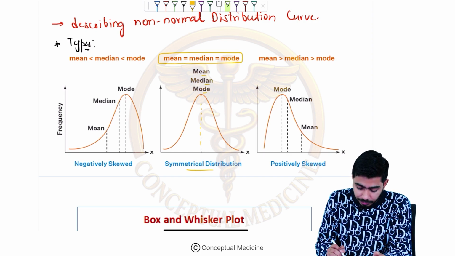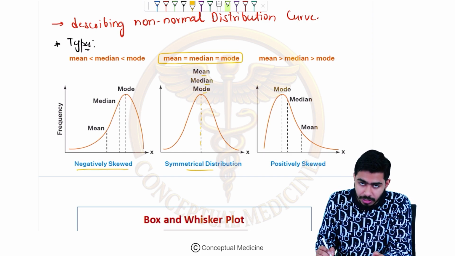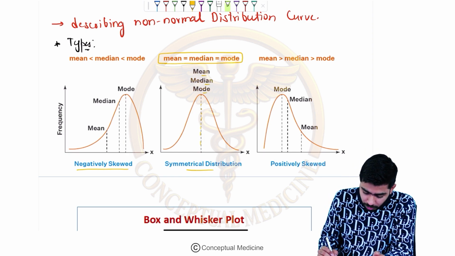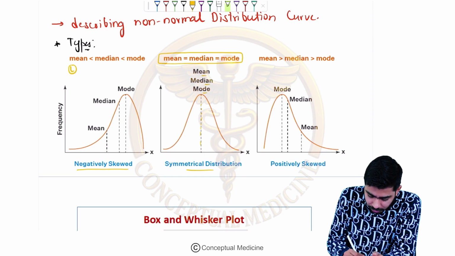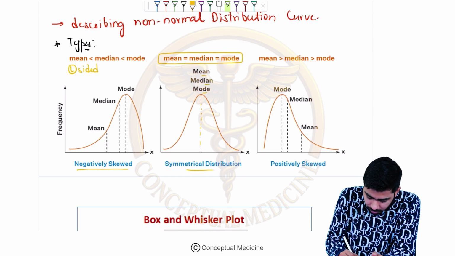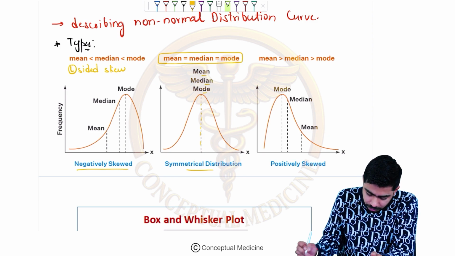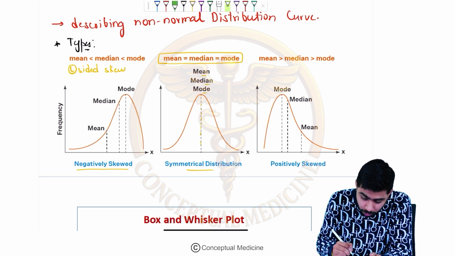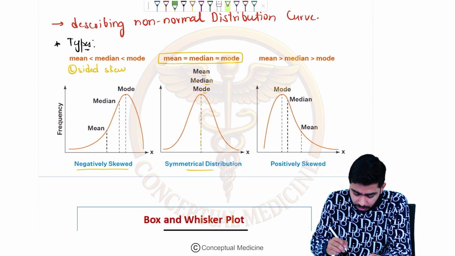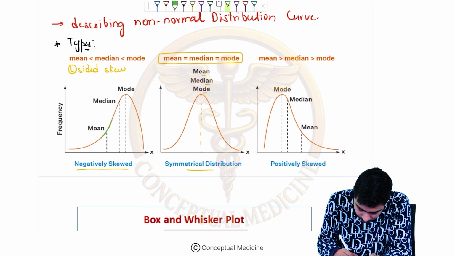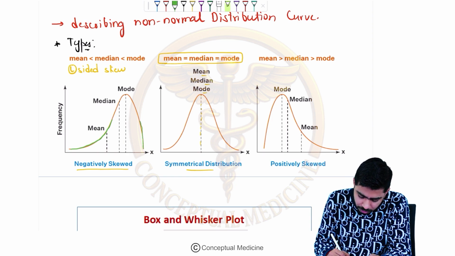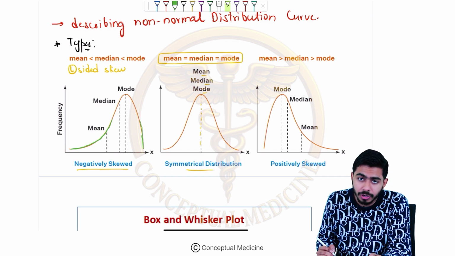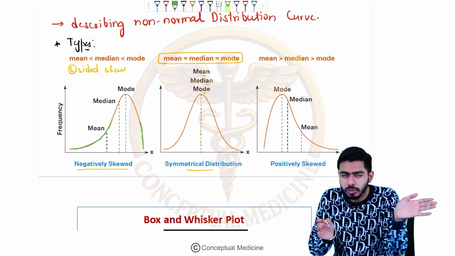But if we look particularly at this one, this is negatively skewed, also called left-sided skew. Why is it so? Because you always need to look at the tail. This tail is going towards the left side. That's why this is called left-sided skew or negative skew, because it is going towards the negative side.